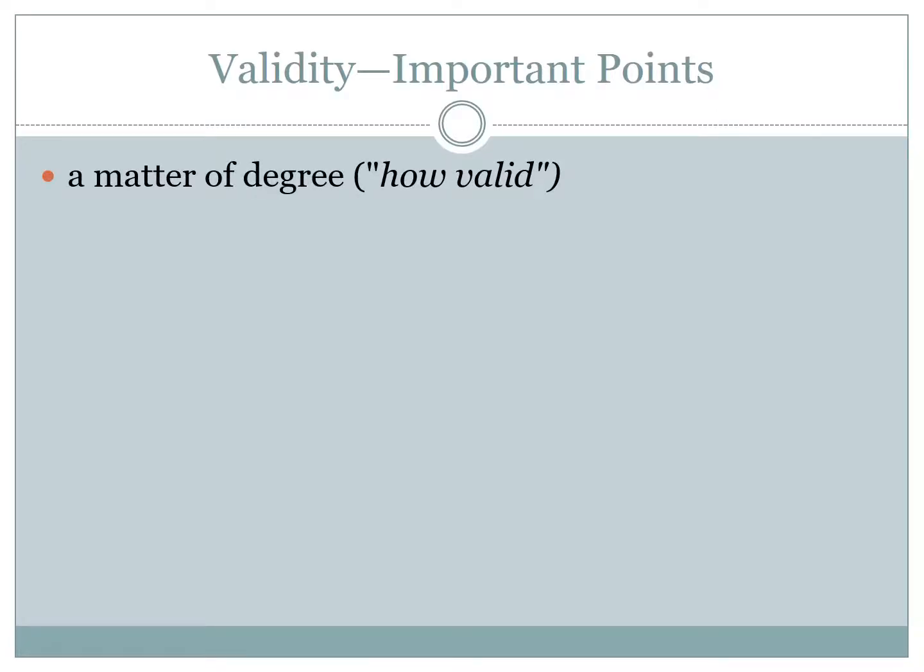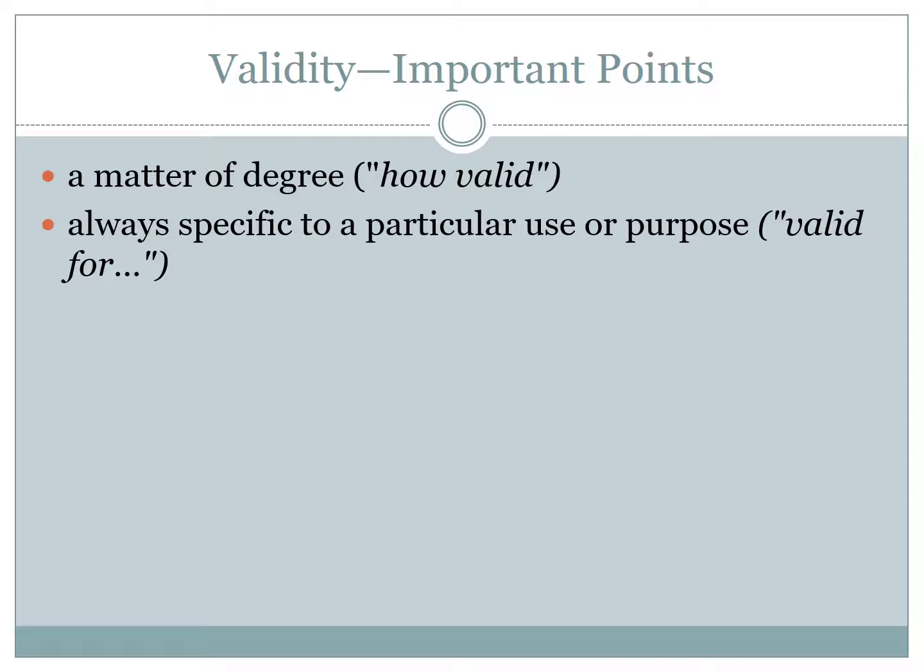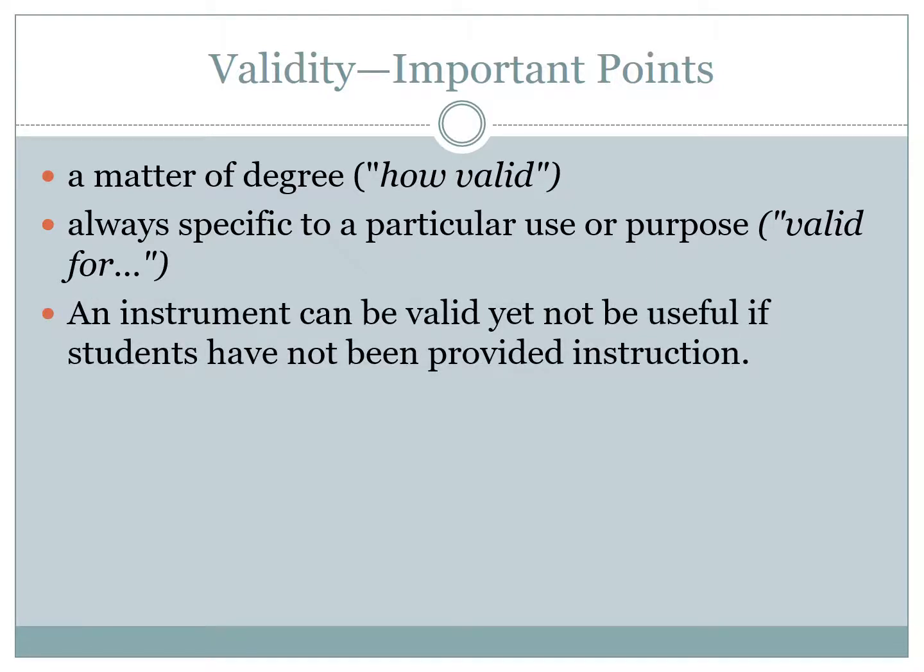Some important points about validity: we say that something is more or less valid, not that it is valid or not valid. Think of validity as being on a continuum, and some assessments are more valid for a certain purpose than others. So you always say that an assessment is valid for a purpose. Getting back to my example of the test that measured setting, that might be a very valid test to measure students' knowledge of setting, but not to measure students' knowledge of character. And if they hadn't been taught setting, it would not be an appropriate test to use. An instrument can be valid, yet not useful if students have not been provided instruction, as in my previous example.